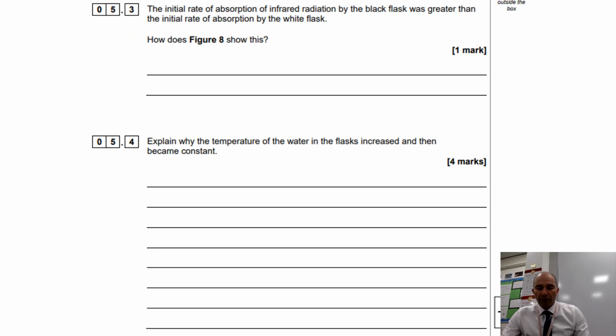5.3. The initial rate of absorption of infrared radiation by the black flask was greater than the initial rate of absorption by the white flask. How does figure 8 show this? Well, we should be looking at the gradient, and the black flask gradient is much steeper. So black flask gradient is steeper. Remember, we're looking at the rate of how quickly these are warming up, therefore we're looking for the steepest part of the graph.